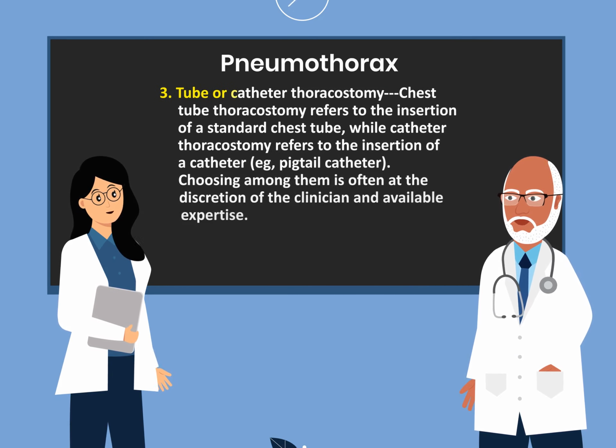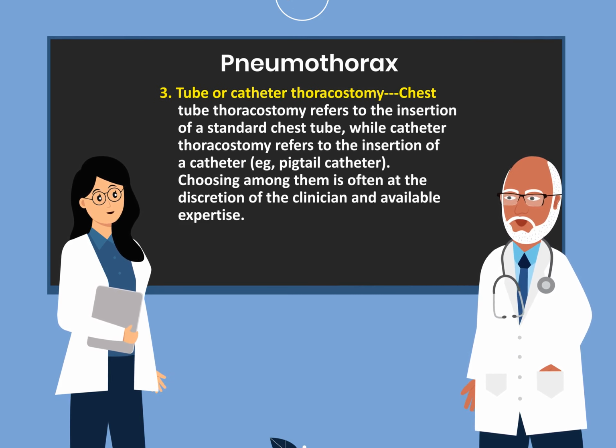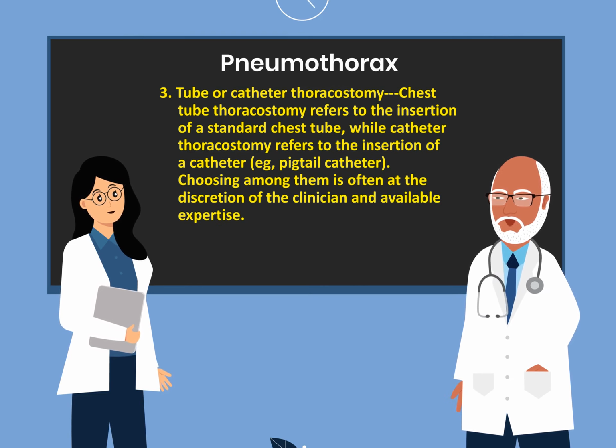And then lastly, tube or catheter thoracostomy. Chest tube thoracostomy refers to the insertion of a standard chest tube, while catheter thoracostomy refers to the insertion of a catheter, for example a pigtail catheter, in the pleural space. Choosing among them is often at the discretion of the clinician and available expertise.